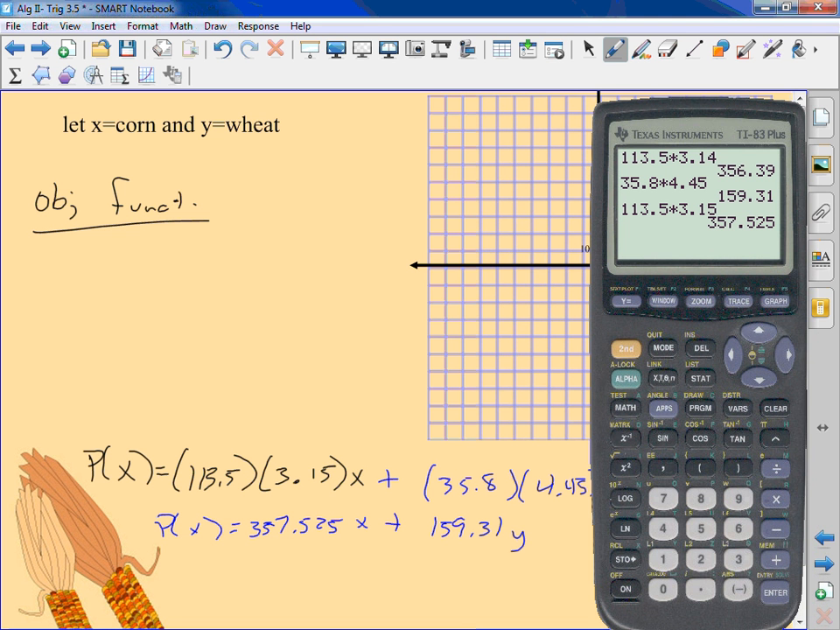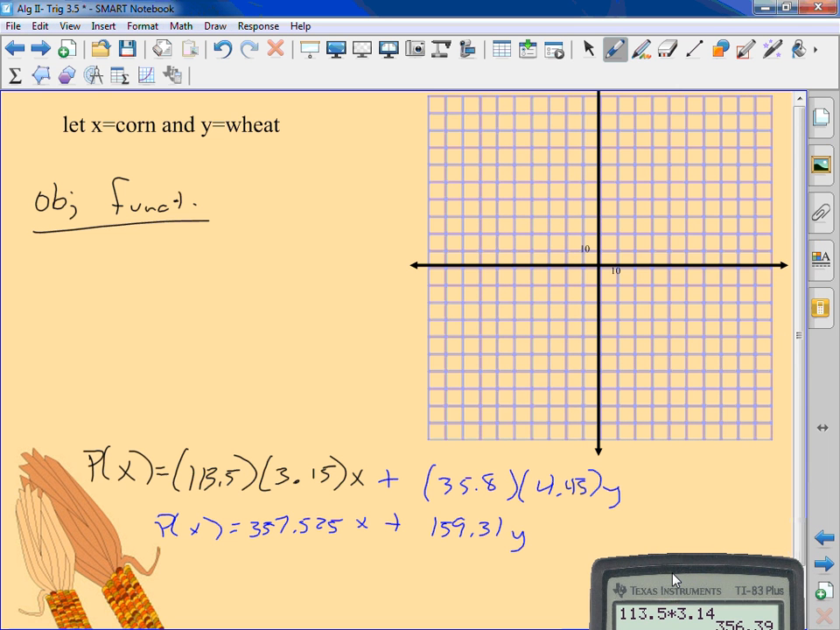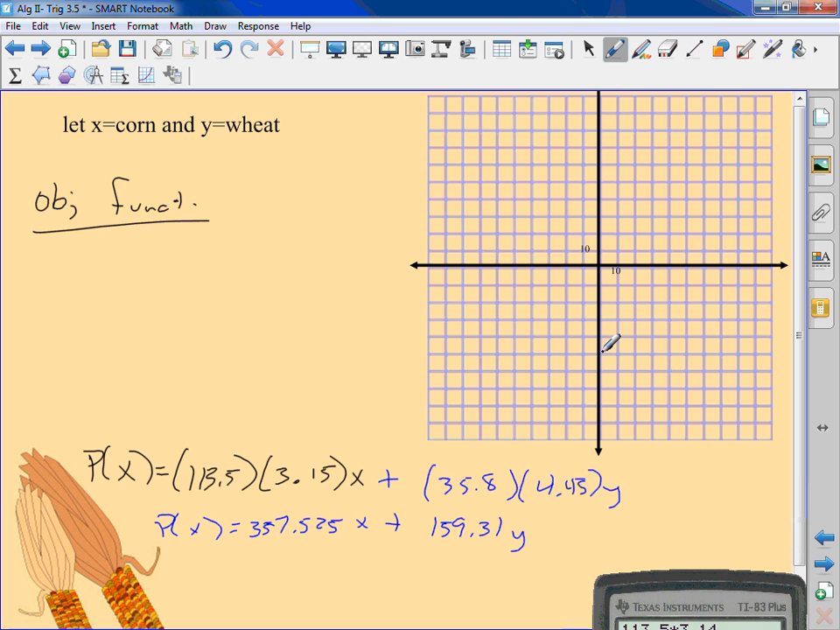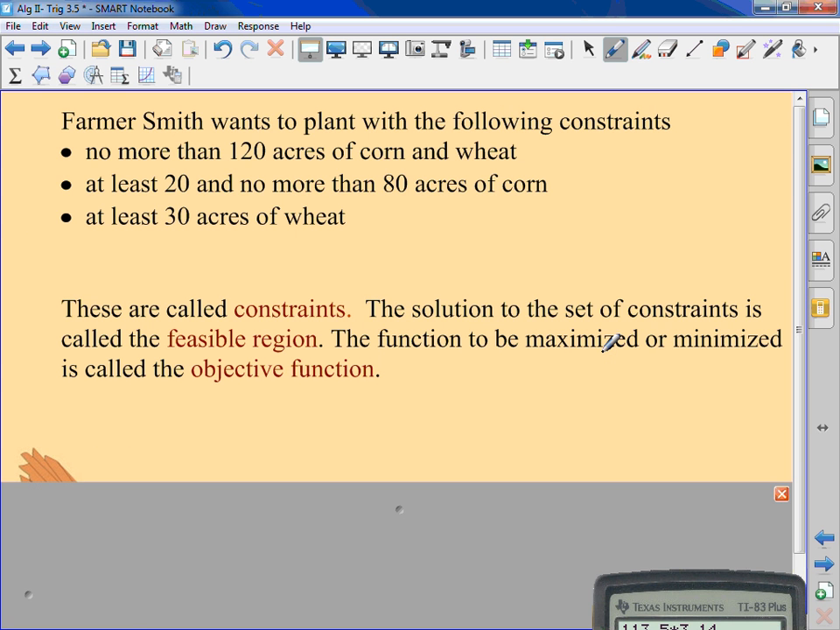For every acre of corn, I'm going to make how much money roughly? $357. For every acre of wheat, roughly I'm going to make $159. Roughly. Just the y. That's what the calculator was counting. That's my objective function. That tells me how much I can make. I need to find out what's feasible. And that's where the feasible region comes in.